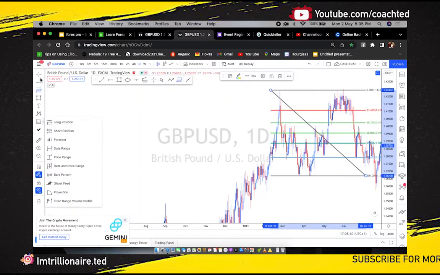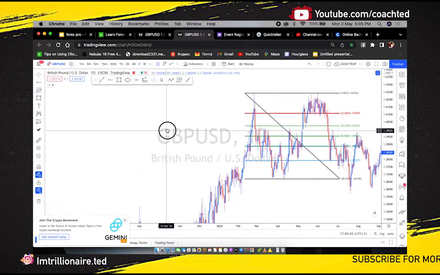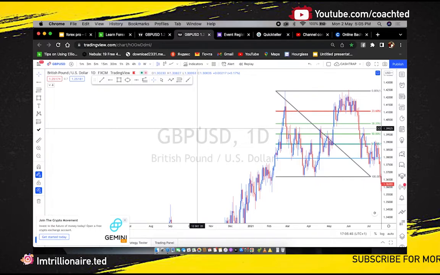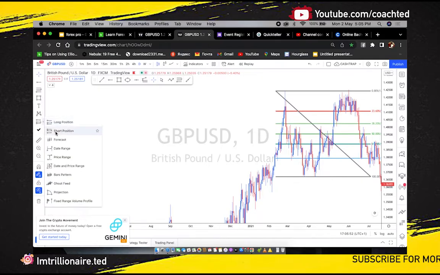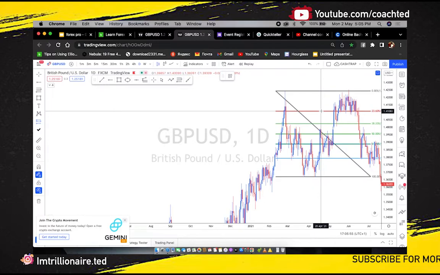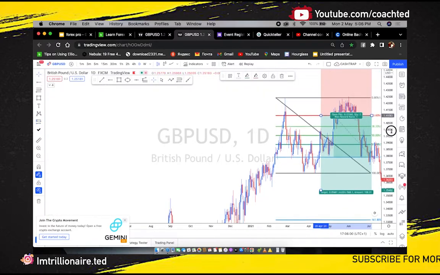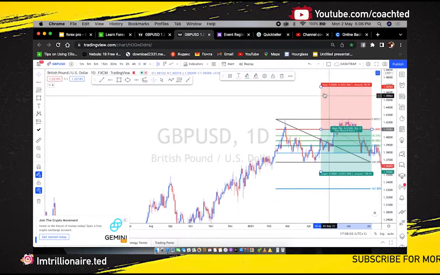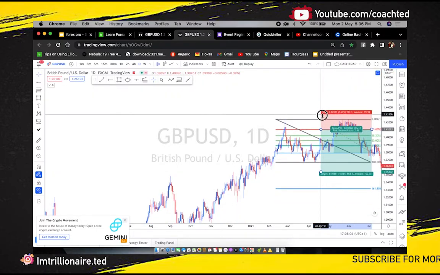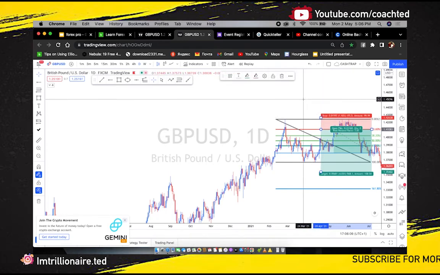How I work with this particular Fibonacci tool is that my entry would be around this point. This is the zone where I like taking my trades. So that should be my entry. If that is my entry, I'm going to give my stop loss a little bit higher above the highest point. And where should your take profit be?